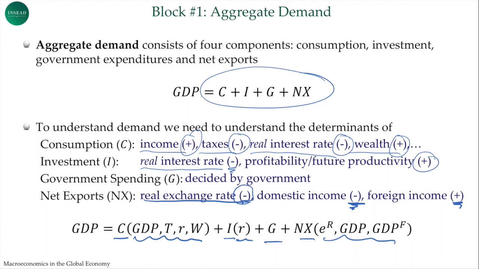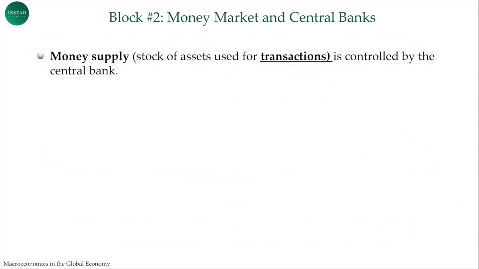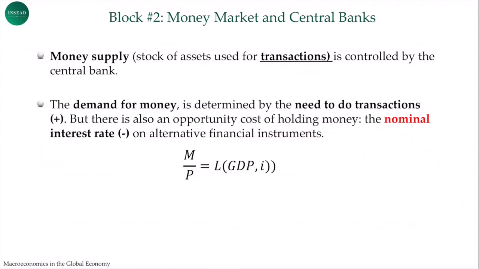Let's move to block number 2. Block number 2 is going to be about the money market and the way the central bank is going to influence that market. We have 2 sides of the market: the money supply, which is controlled by the central bank, and the money demand, which is going to come from the private sector, and we're going to put the 2 together.